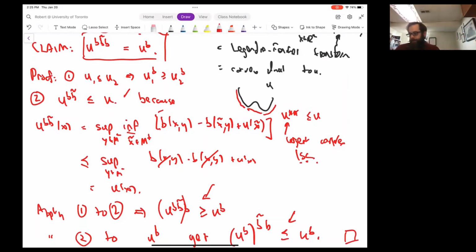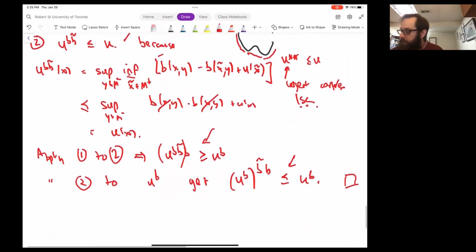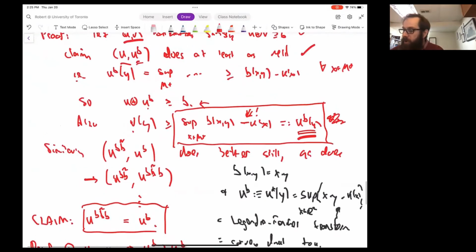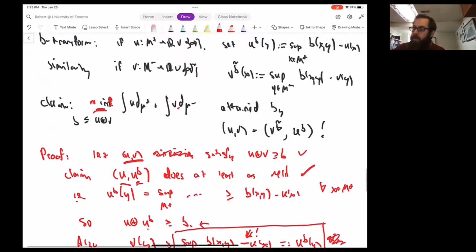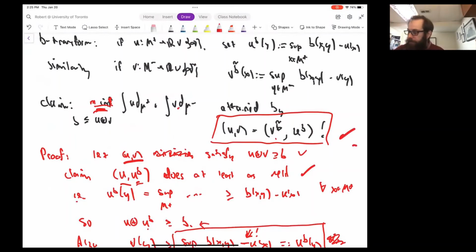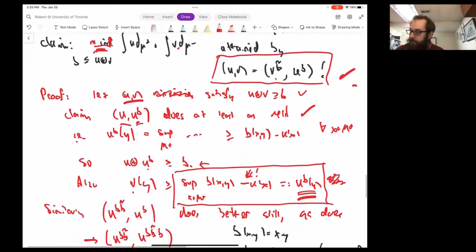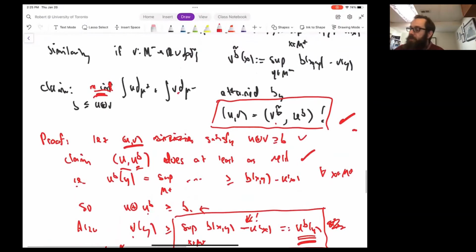Great. So now I know that when this minimum is attained, I can even choose the minimizing pair to be dual functions of each other. So I now prove this claim. And these functions, which are dual functions to each other, are the ones that inherit a little bit of smoothness from B.